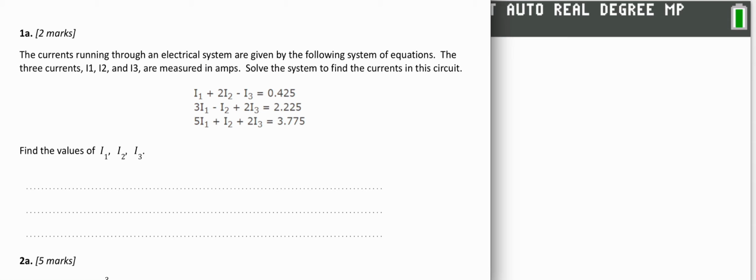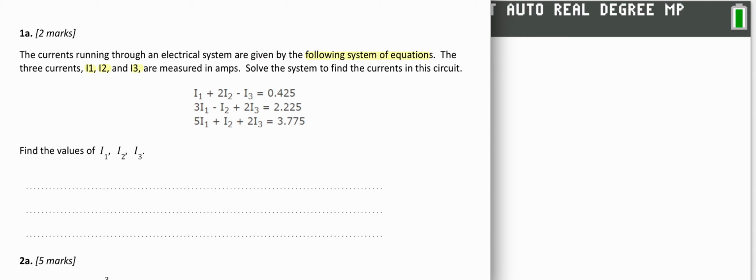Question is using simultaneous equations. So we can see that here where it says solving the system of equations. And therefore we're largely going to be using our GDC. And you're told that the three variables are I1, I2, and I3. And we need to solve the three equations with the three unknowns.